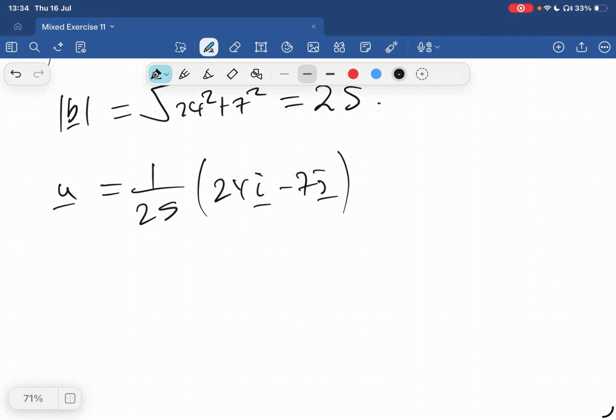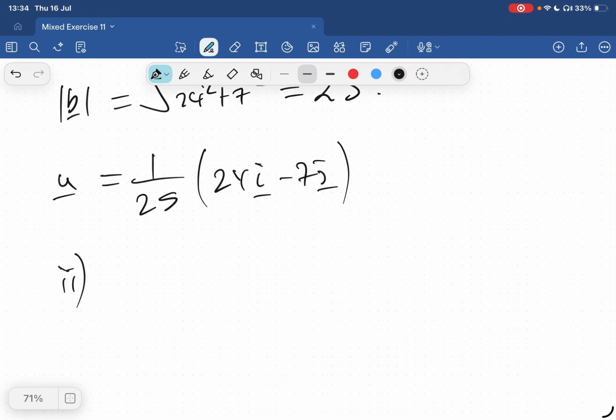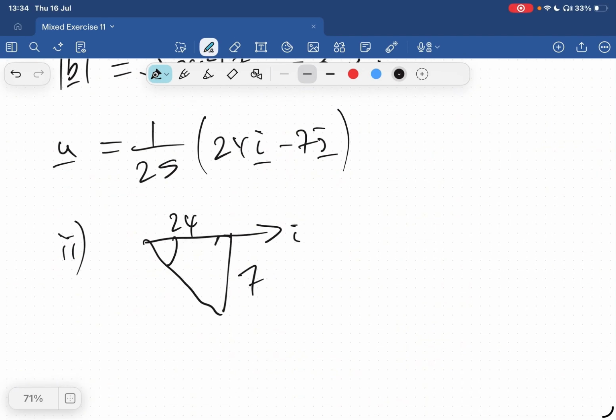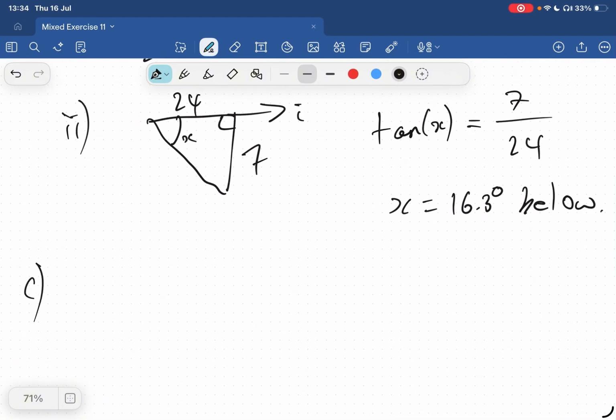Perfect. Now time to do our sketch. It's 24 in the I direction, but it's down 7 here. Again, we need to remember that I is going this way. So we need to find this angle here, SOHCAHTOA again. So tan x, this x, is your opposite over your adjacent. So x is tan inverse of 7 over 24, which is 16.3 degrees. Now we specify that it's below I. Perfect.